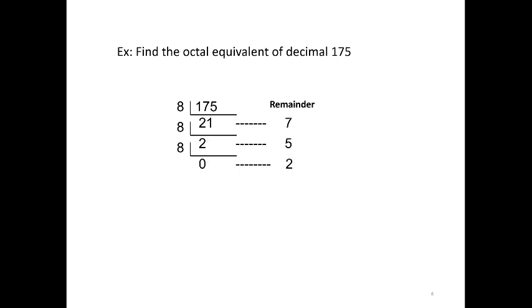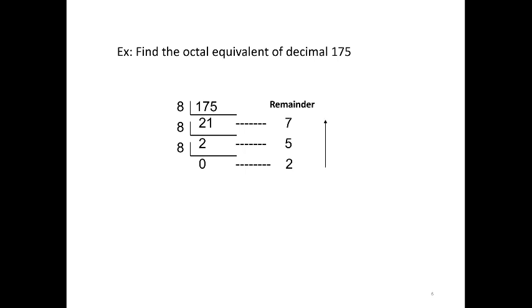So now we will just see 175 divided by 8. So 21 rounds and we got 7 as a remainder. Next, 8 2s, we got 5 as a remainder. Then 2: the quotient we got is 0, remainder is 2. So that is 257 will be your octal number.